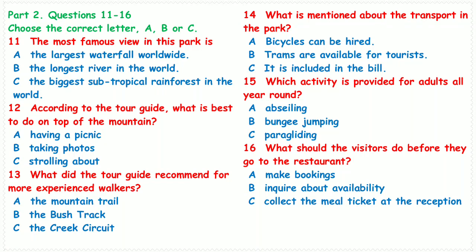A list of transport is available within the park. Bicycles are a popular choice, as it is the most flexible way to get around. Electric trams are temporarily closed for maintenance. Boat trips down the river are an ideal way to spend a tranquil afternoon. Rest assured that transport within the park is covered in the bill.